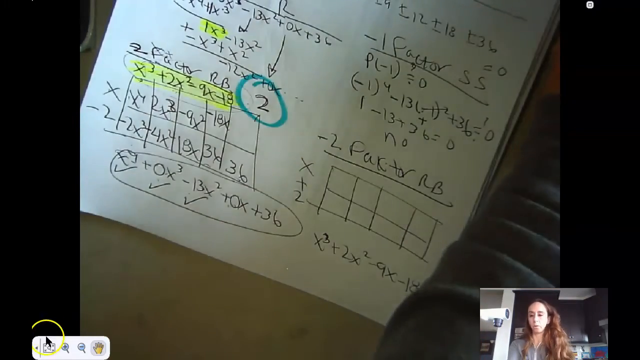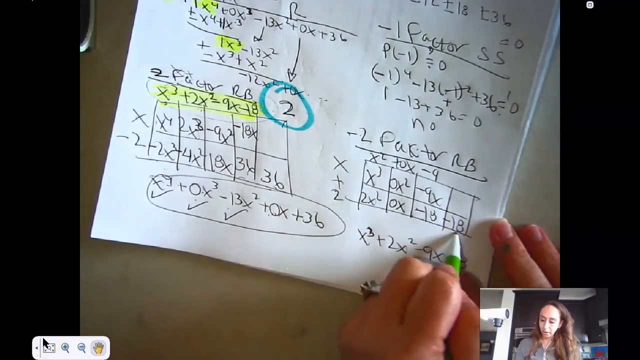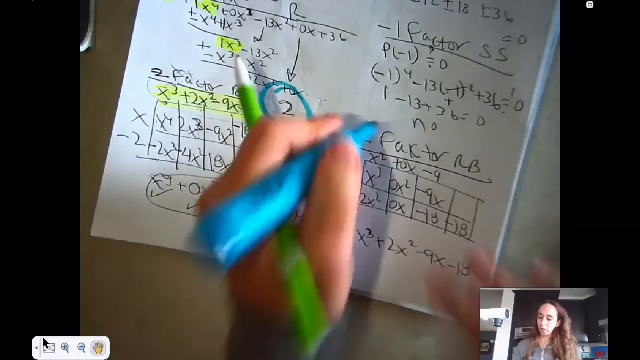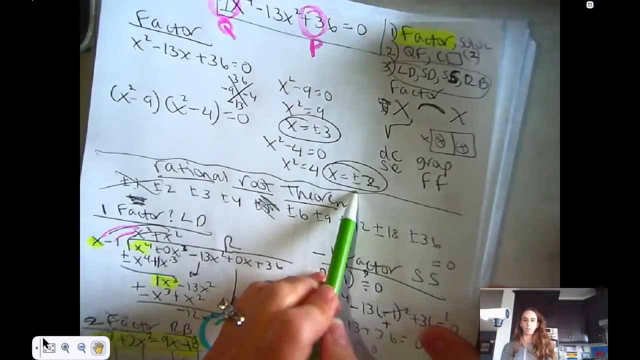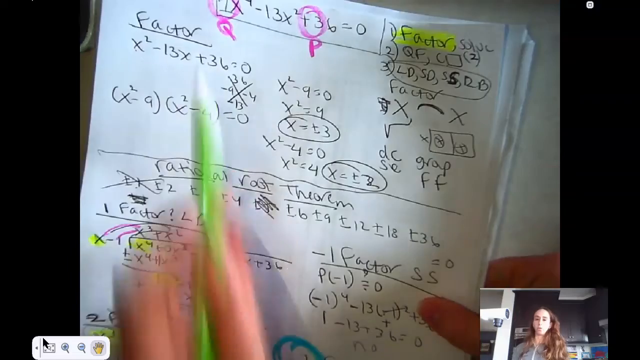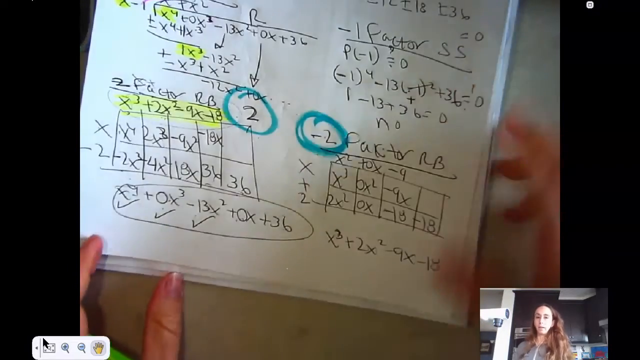Okay, let me pause it real quick. So for time, I did the -2, and I go, oh, I got -18. I wanted -18. -2 is also a factor. Okay, look at this. 2 and -2. That's that plus or minus 2 from a year ago when I factored. Look at how much more work I'm doing if I don't know how to factor. Okay?